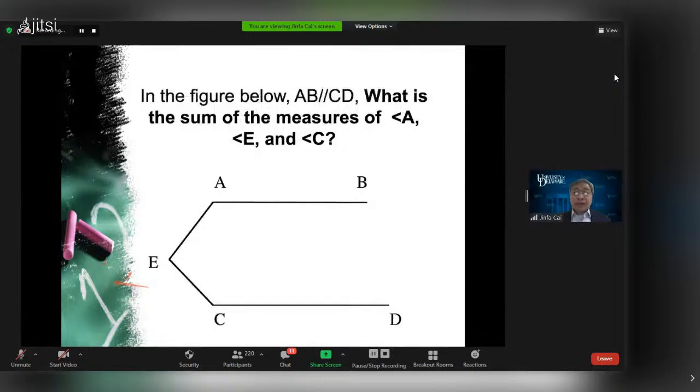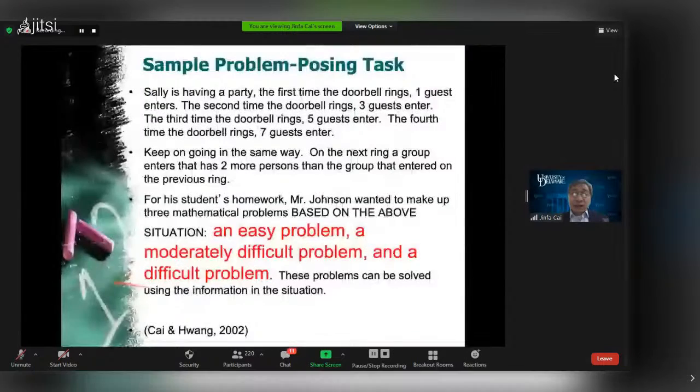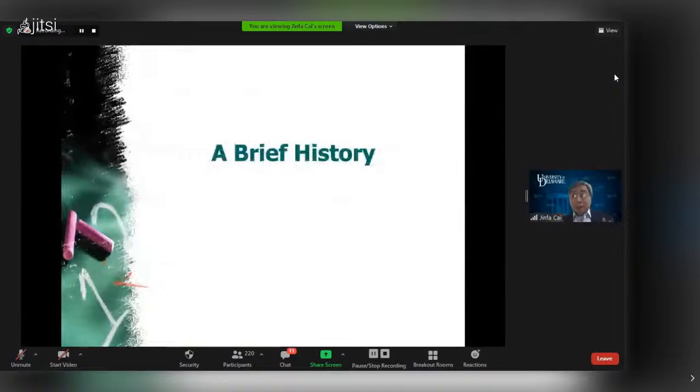Now, what I'm going to do next is give you a little bit of history about problem posing research. Okay? Very, very brief. I'm unable to include all of the researchers engaged in this work, so I only include the lines I learned from.